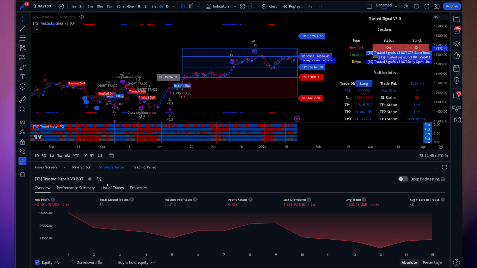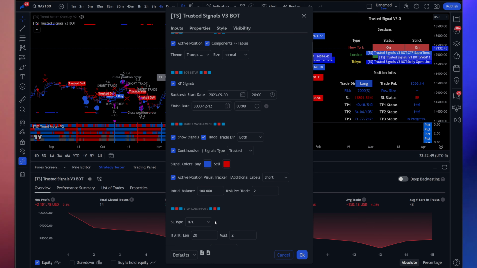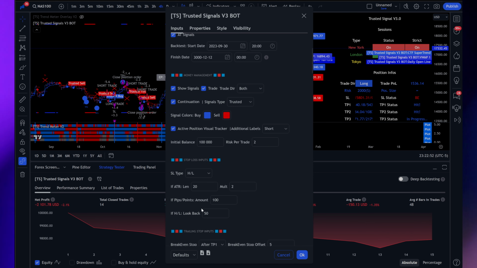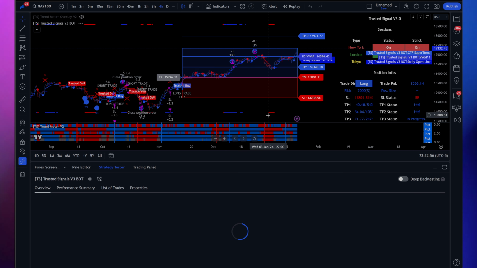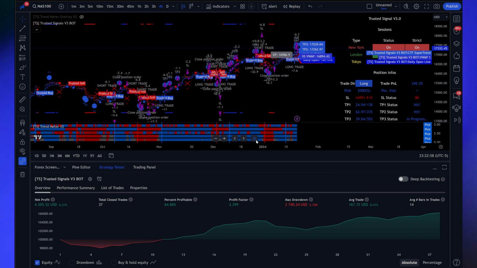It's going to find the lowest area or the highest area in the last X amount of candles, right? And keep in mind, actually let's do 5 candles. Now our trade is back up there. I'm going to go here.